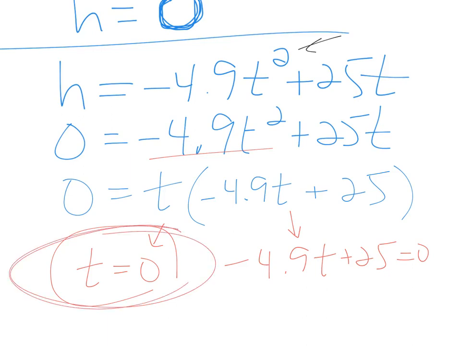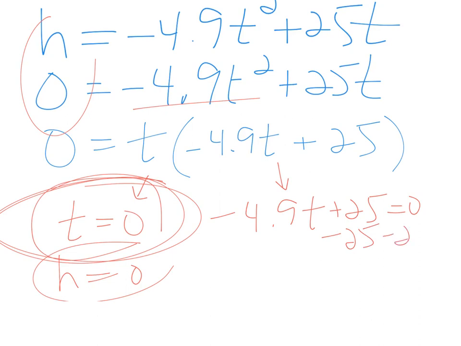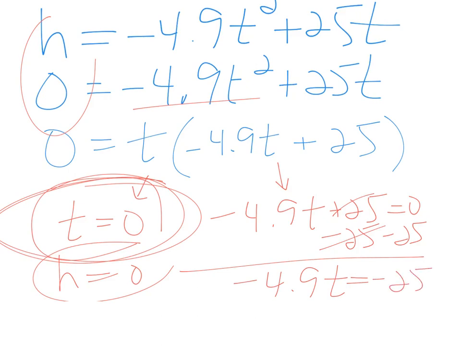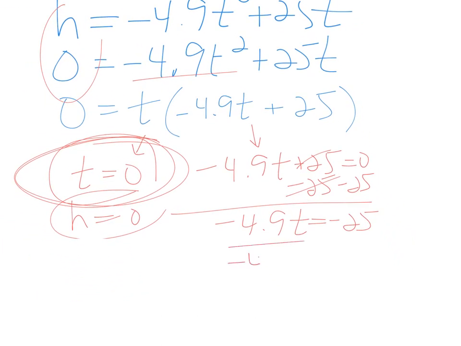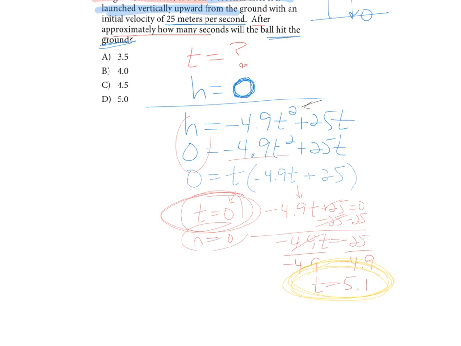Well, t is 0. When the time is 0, the height was 0. So that means the ball started on the ground. And then the other solution, if I solve this equation, I subtract 25. So I have negative 4.9t equals negative 25. And if I divide both sides by negative 4.9, I get the time that it takes the ball to hit the ground. That's going to be about 5.1. It's 5.10, and there's some more decimals, but here you go. 5.1 seconds in, the ball hits the ground. The height would be 0. So there your answer is letter D.